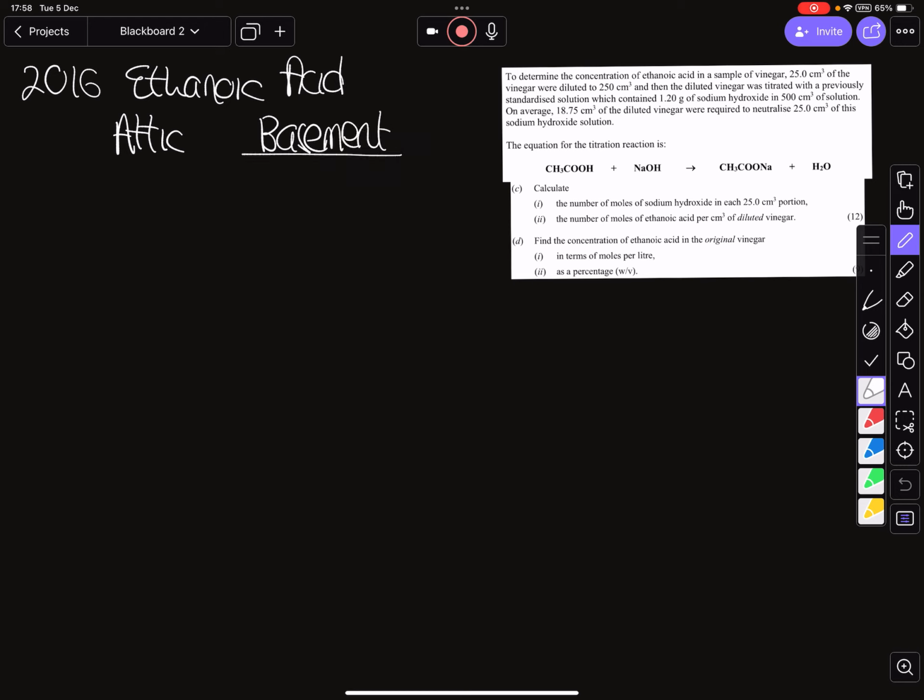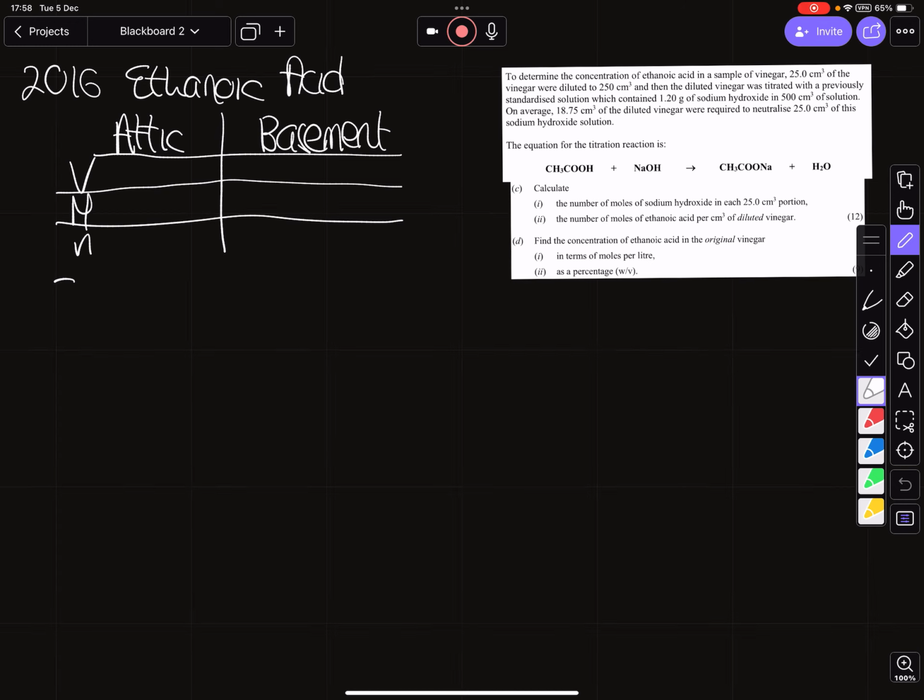We've all said that what goes into your basement is going to be the thing that is the whole number. So we have a read through the question and we will be looking for a whole number that would be measured out with a pipette. So if I read down here, it says 25 centimetres cubed of sodium hydroxide. So that's going in my basement. So that is 25 centimetres cubed.